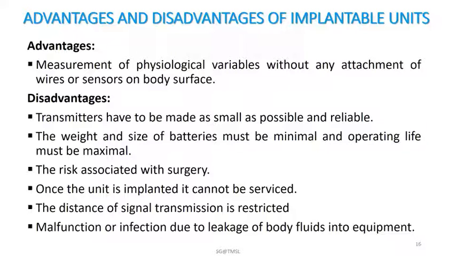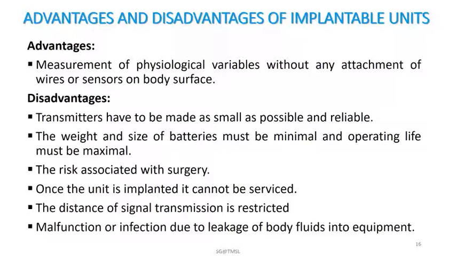Number five is the distance of signal transmission, which is restricted because the body fluids and skin attenuate this signal, and the unit is low power as it is small. So this is avoided by picking up the signal with a nearby antenna and retransmitting it.